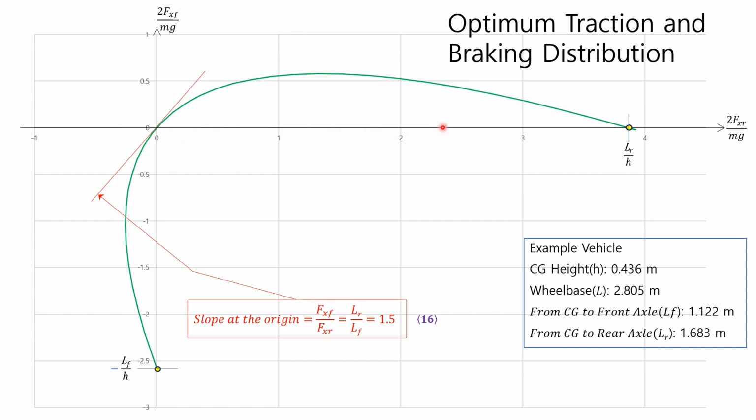In this case, since acceleration is impossible, all the green graphs in the first quadrant are reduced to one point, the origin. On the other hand, as shown in equation 16, if the length from the center of gravity to the front axle and the length to the rear axle are the same, the slope at the origin becomes 1.